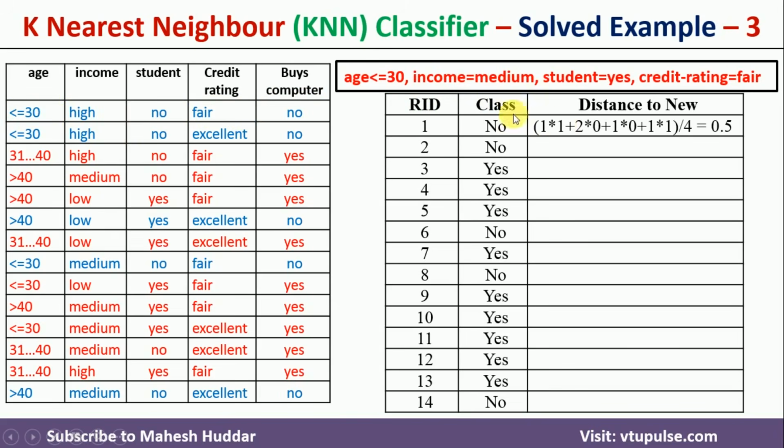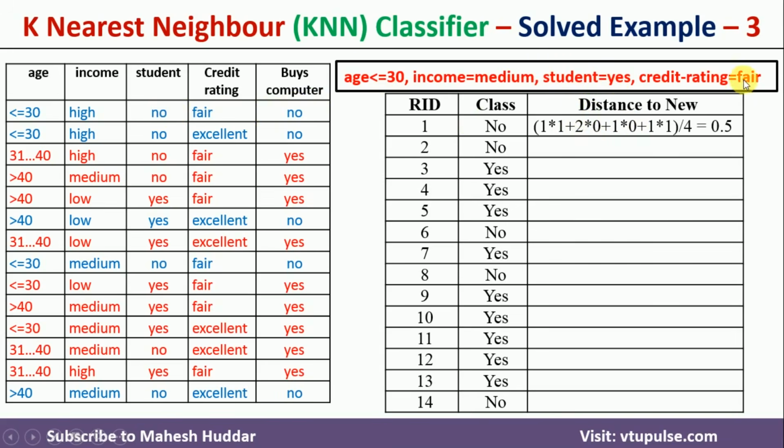So the delta value is equal to 1 and the weight associated with age is 1. So we got 1 into 1 here. Now if you look at the second one, income is medium and here it is high. They are not the same, so it is equal to 0. That is 2 into 0, 2 is the weight and 0 is the delta value here. Again student is yes and here we have no, they are not the same. So 1 into 0, weight is 1, and delta is 0 in this case.